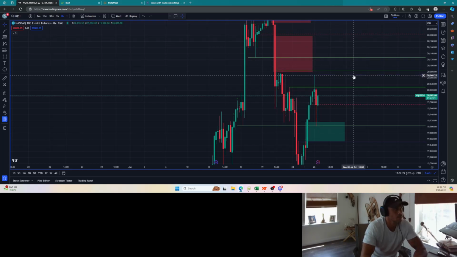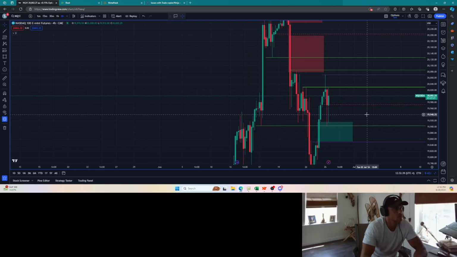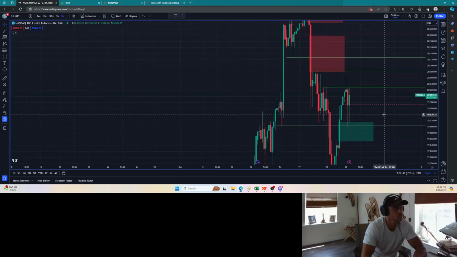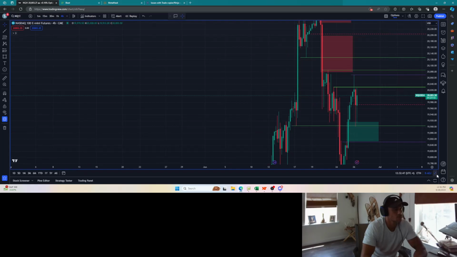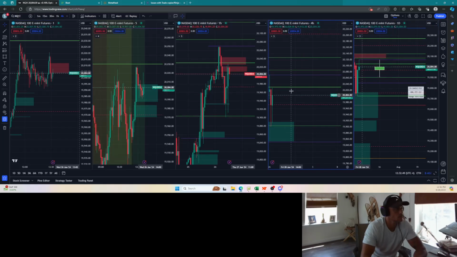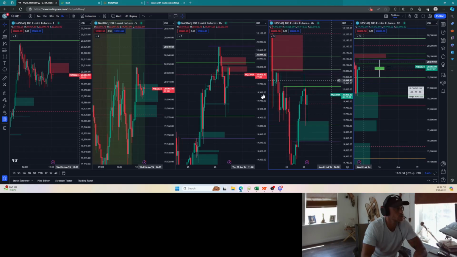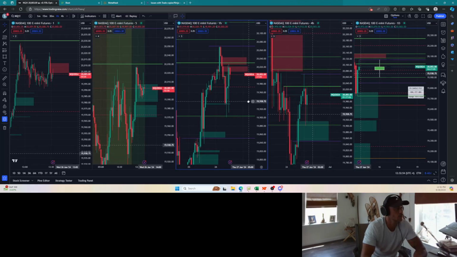Well, near that area, we have the overnight high, and our lows down here from earlier. So what I'm going to look for is areas around those highs and lows on the other time frames as potential evidence that maybe there's a good short up there, maybe there's a good long down there.